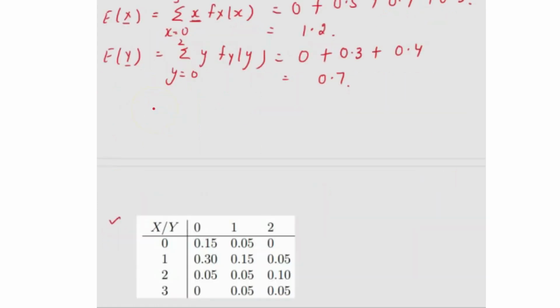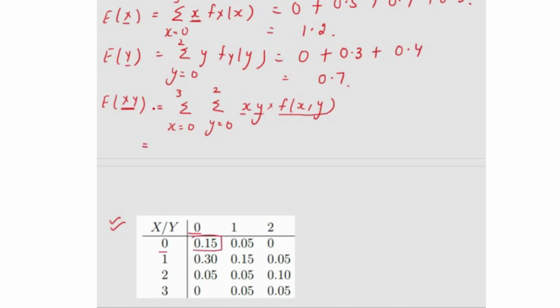This is the given joint probability mass function table. Now expected value of xy is the summation over x values, where x takes values 0 to 3, and summation over y values, which takes values 0 to 2. The function is xy, and the corresponding joint probability mass function at x comma y. That means first we have to multiply x with y and then multiply with the corresponding joint probability mass function. So this is simply 0 multiplied by 0, and the corresponding joint probability mass function is 0.15.